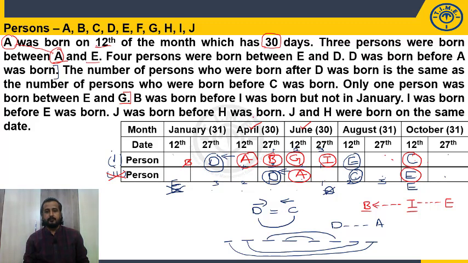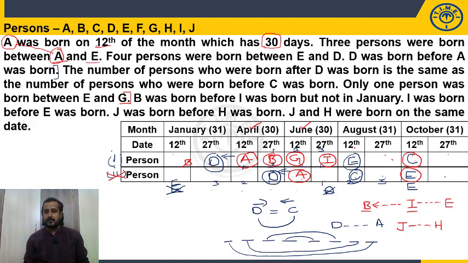J was born before H was born. And what is given? J and H were born on the same date. J was born before H means J may be 12th, H may be 27th, or H may be October 27, or J may be August 27, H may be October 27. Three possibilities. But it is given J and H were born on the same date.